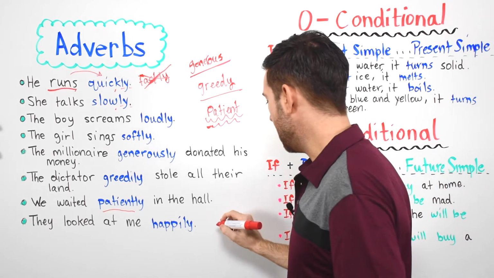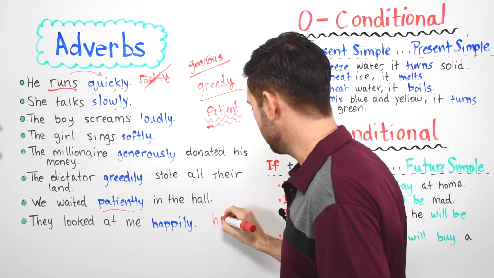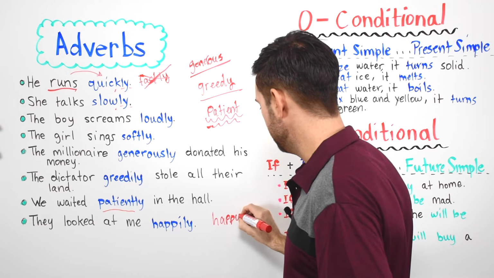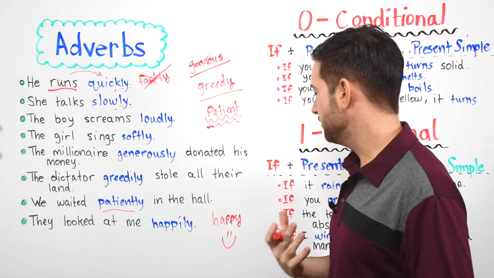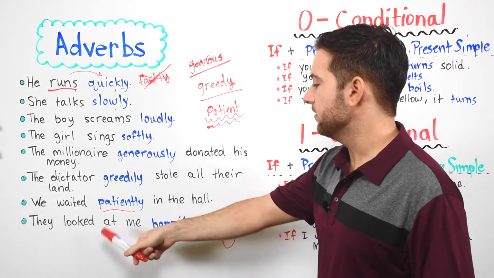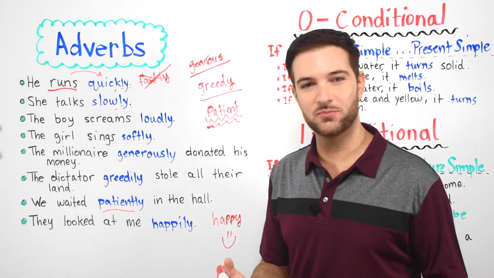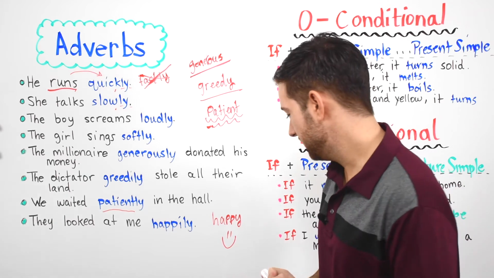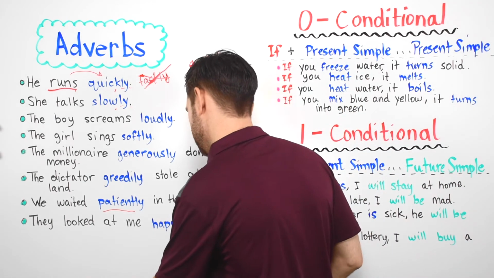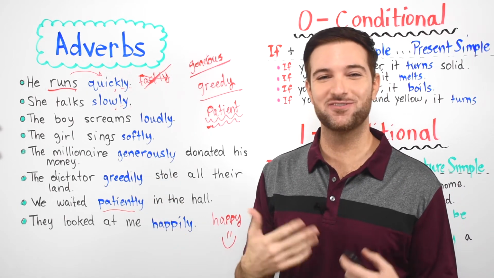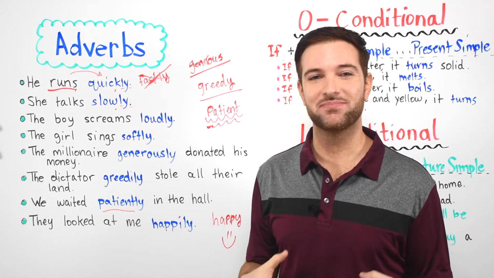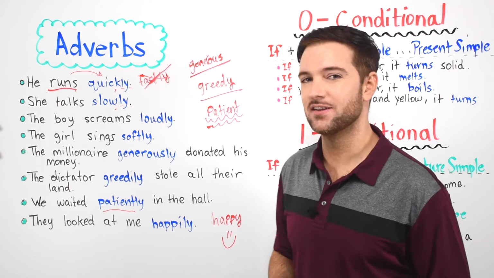Okay, happily comes from the word happy, of course, which means you feel good, you feel positive. They looked at me happily. So normally when somebody looks at you happily, it means that they smile at you. So somebody looked at somebody else, right? And they smiled. Okay, so they looked at me happily. Like there's positive feelings there.